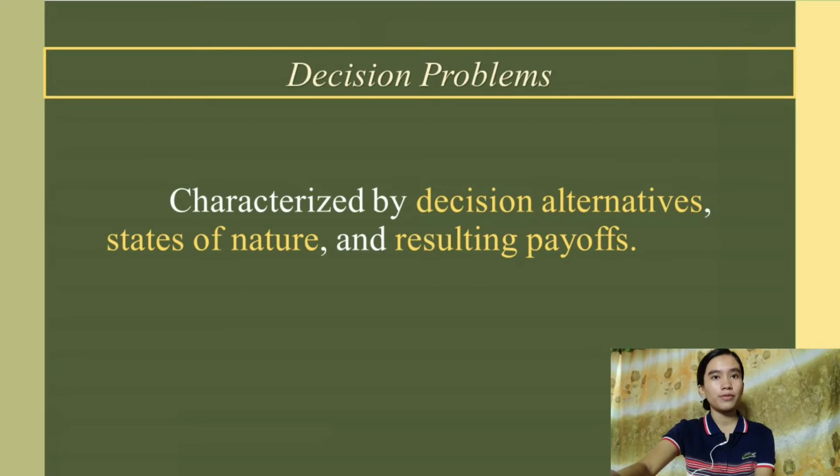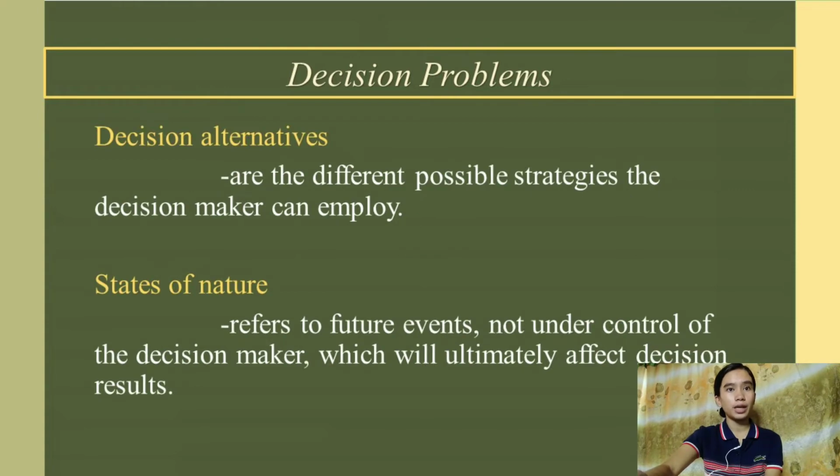So we will define this in the next slide, wherein decision alternatives are the different possible strategies the decision maker can employ. So as the definition suggests, decision alternatives are the choices the decision maker may make in order to solve the problem, while the states of nature refers to future events not under control of the decision maker, which will ultimately affect decision results. So these are the things that are uncontrollable by the decision maker.